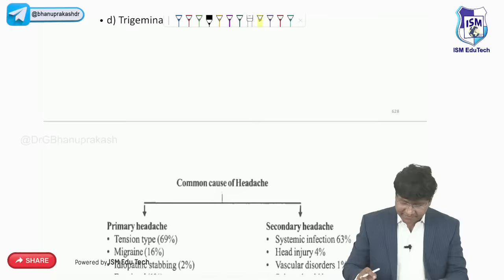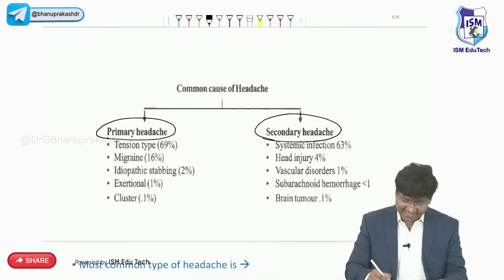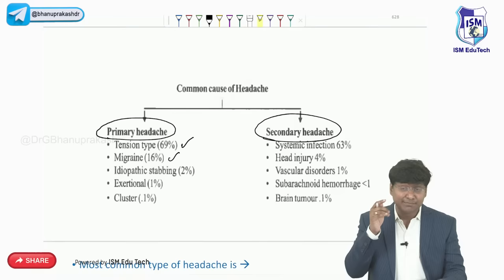So how do we classify headache? One is primary headache, the other is secondary headache. The most common cause of primary headache is tension headache. The second most common cause is migraine. Whereas the most common cause of secondary headache will be systemic infections.